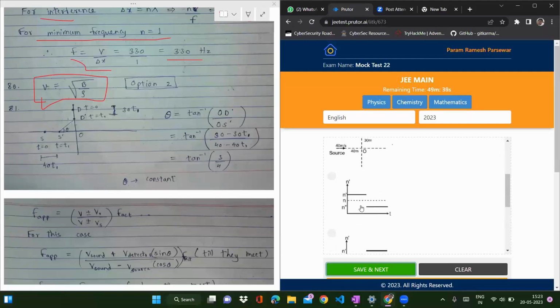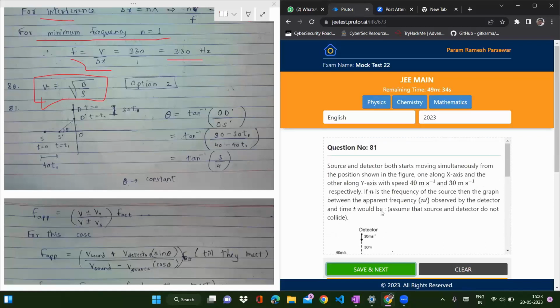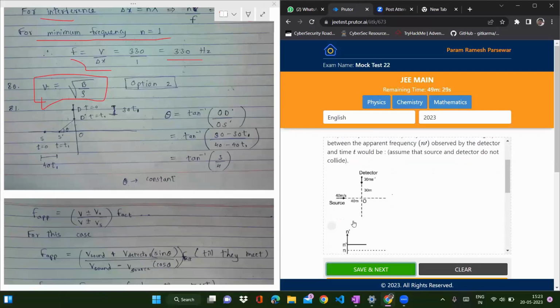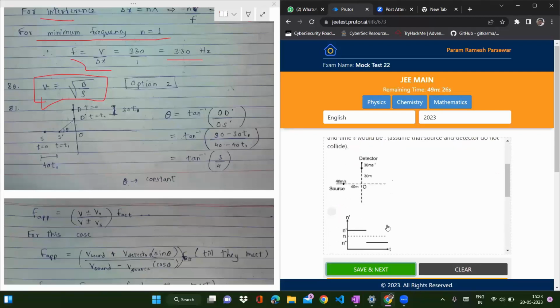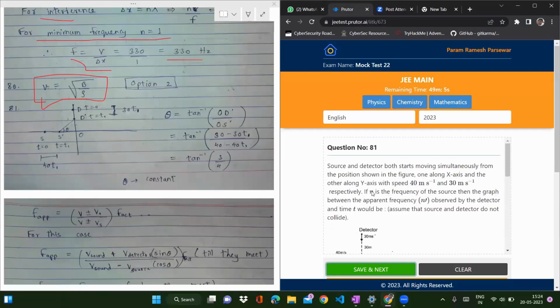So for this journey, we are given 4 graphs. These graphs are for n, where n is the frequency, and n dash is the apparent frequency. Due to this motion, there will be a change in the frequency. That means the detector will detect an apparent frequency due to the relative motion between the source and the detector. And with time t, we need to plot the graph. So here 4 graphs are given.